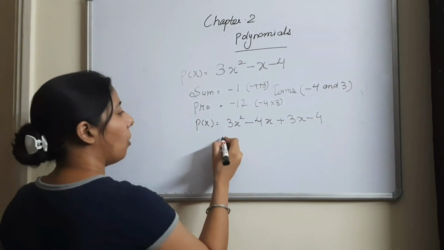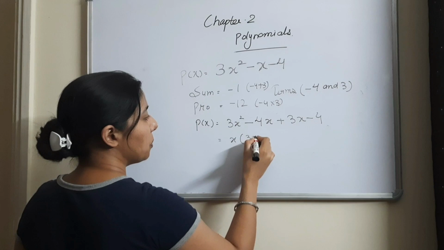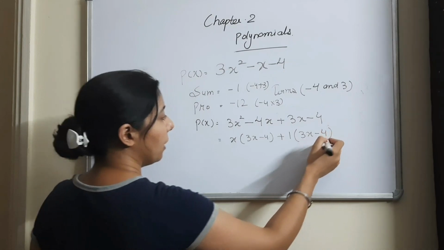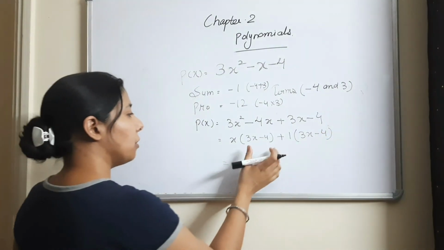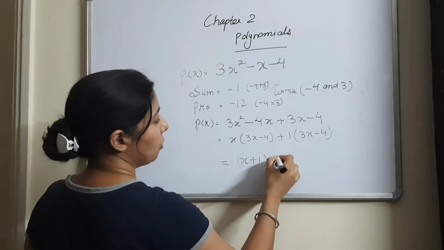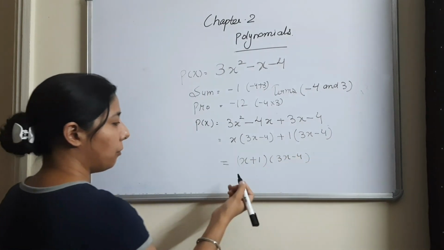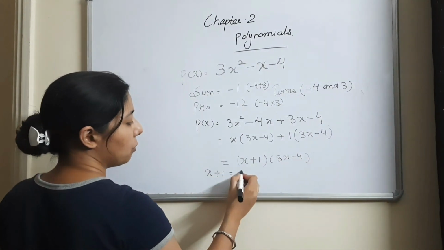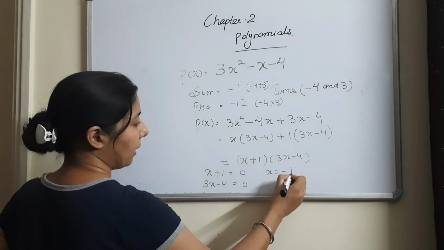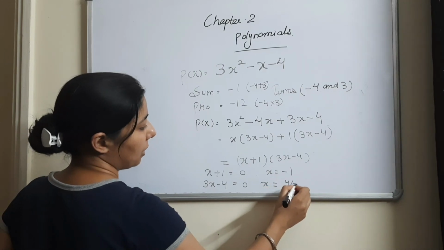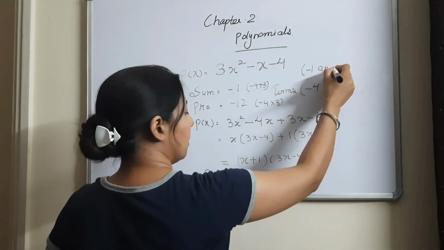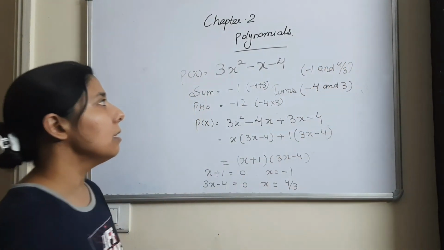Fine. Now what will we take common from here? It is x, 3x minus 4, and from here we will take 1 common and are left with 3x minus 4 here. And always make sure that both of these brackets are the same. Now the next will be (x plus 1) into (3x minus 4). For calculating the zeros, put x plus 1 equal to 0 and 3x minus 4 equal to 0. From here x is equal to minus 1 and x is equal to 4 by 3. So this is your answer. So what are the zeros of this polynomial? Minus 1 and 4 by 3 are the zeros of this given polynomial.